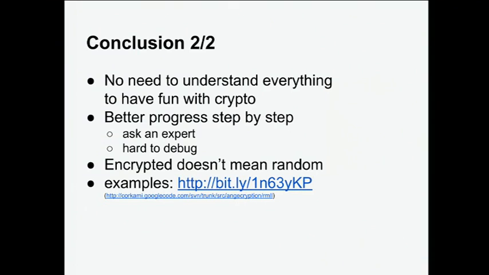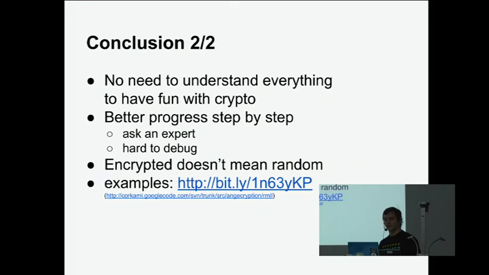And as you can see, I still don't know how AES works inside. I just know encryption, decryption, key. Okay, good enough. I won't go further. But it's better to progress step by step with crypto or ask an expert, because you cannot, once it's, oh my God, I encrypted, but it's random again instead of a valid PNG. What did I do wrong? Difficult to debug, I can tell you. But once again, encrypted doesn't mean it's random.